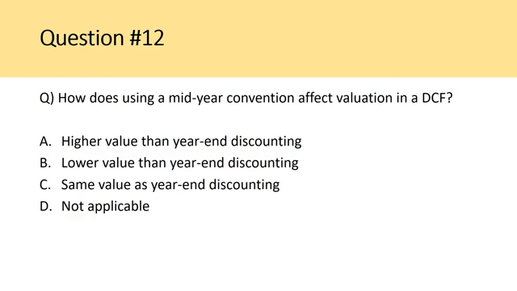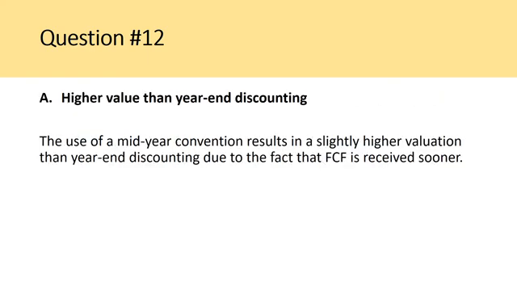We talked about this. We went through some examples. A, higher value than year-end discounting. B, a lower value than year-end discounting. C, the same value or not applicable. The answer is A, because we're raising it to the power of a lower number. The discounting factor is significantly higher, and therefore, our present value is higher than if we were to do year-end discounting. So the use of a mid-year convention results in a slightly higher valuation than year-end discounting due to the fact that free cash flow is received sooner.